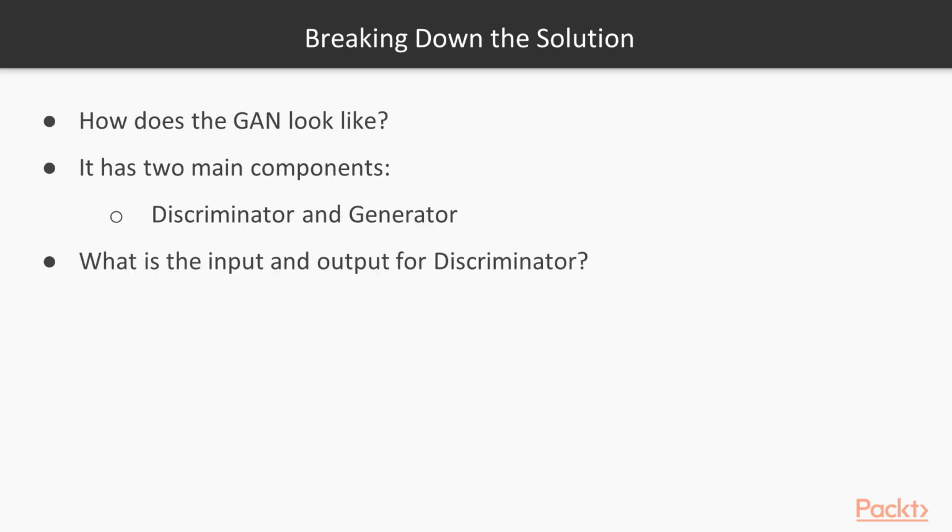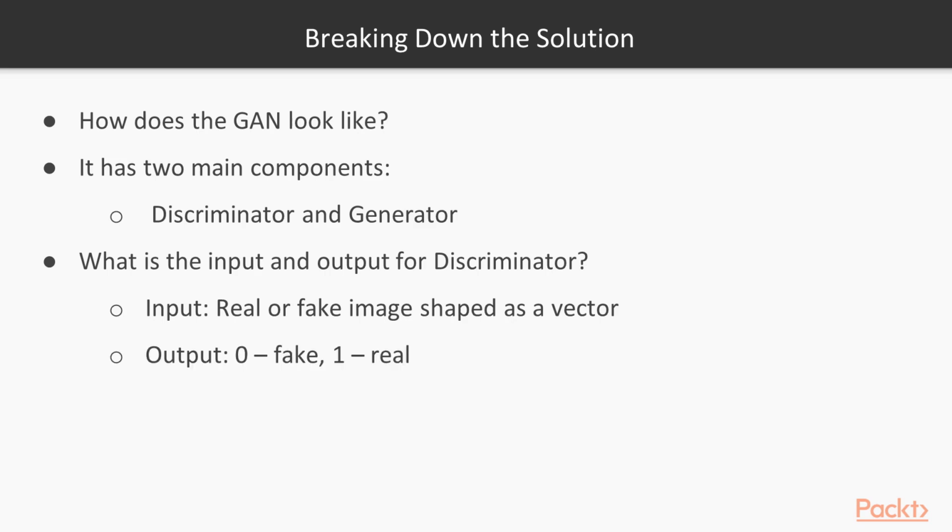Then what's the input and output for the discriminator? In the case of the discriminator, the input is a real or fake image shaped as a vector. This is very important because the discriminator will get data from the generator and from our MNIST dataset, and it will learn to distinguish between the fake and the real images. Okay, so is this image fake? Does it actually contain a real handwritten digit or not? So it's just 0, 1, fake or real.